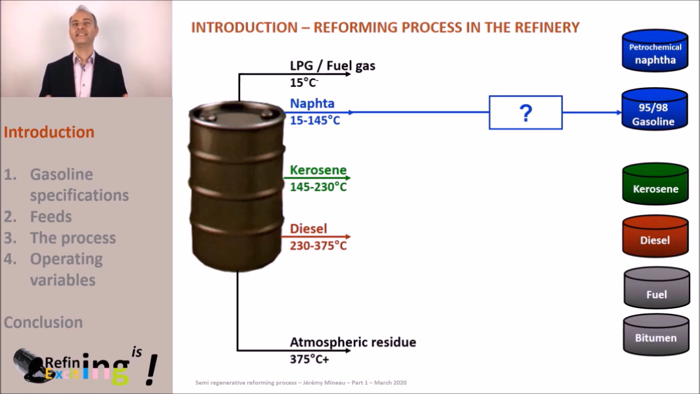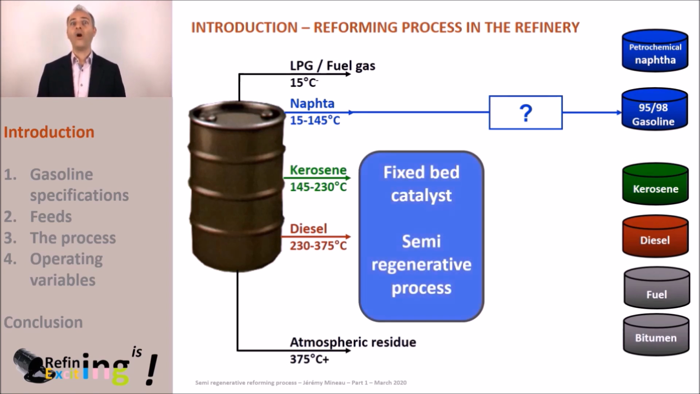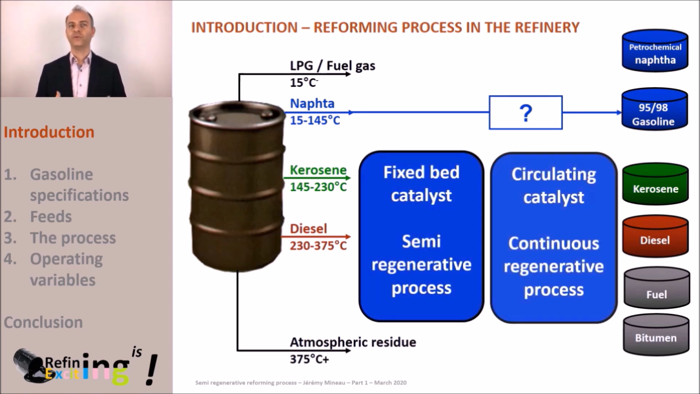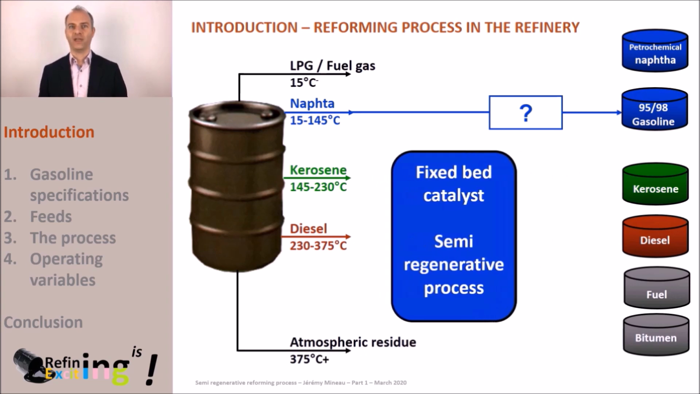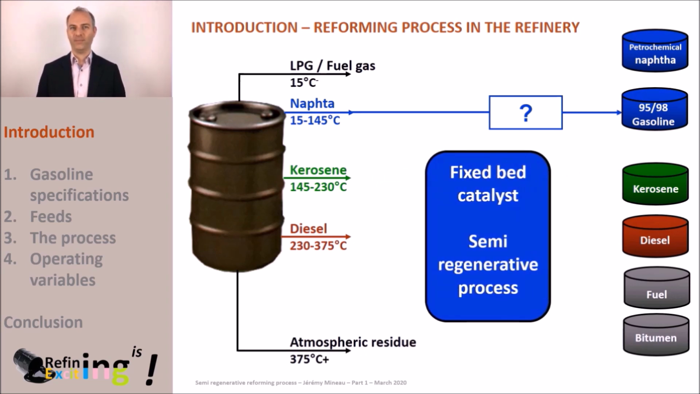Together, we will see how this catalyst becomes deactivated over time and that there are 2 major types of reformer processes. Either the catalyst is on a fixed bed or it is circulated with continuous regeneration. In the case of the fixed bed catalyst, the process is known as the semi-regenerative process, unlike the continuous regeneration process. In the videos, we will be only looking at the semi-regenerative reformers, although the chemical reactions and operating variables are the same for both types of process.